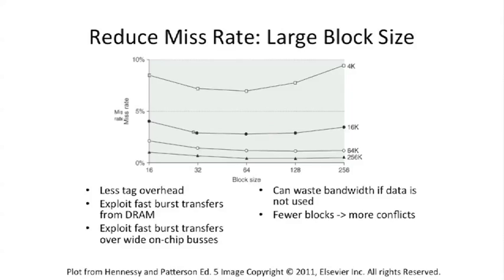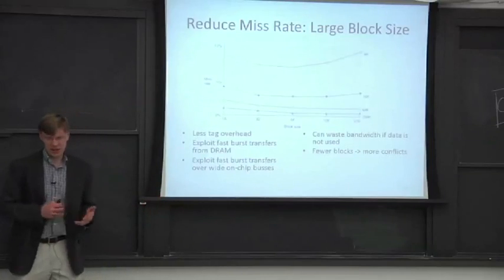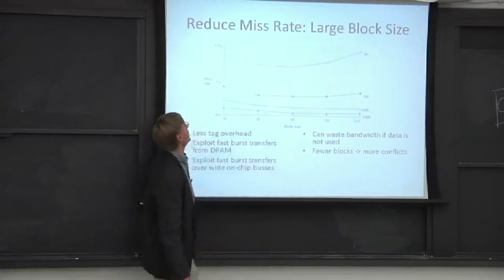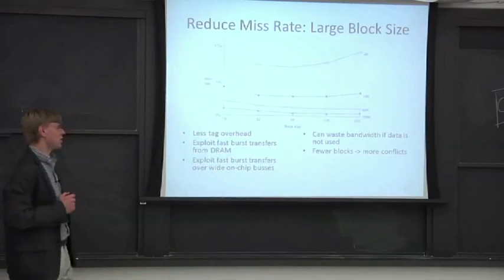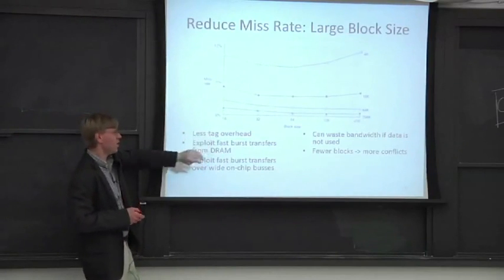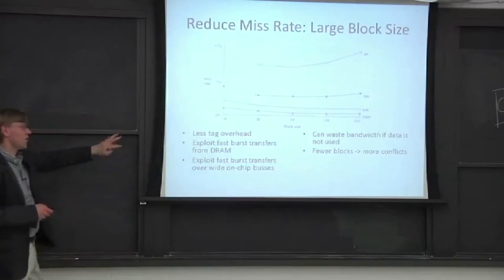This is plotting SPECint miss rates with different cache sizes. Each of these lines here is a different sized cache. You can see a 4 kilobyte cache, 16 kilobyte cache, 64 kilobyte cache, and 256 kilobyte cache. You can plot those two things against each other and see where the sweet spot in this curve is. We're trying to minimize the miss rate, so how often we actually take that cache miss. OK, so there are some positive things about having larger block sizes.